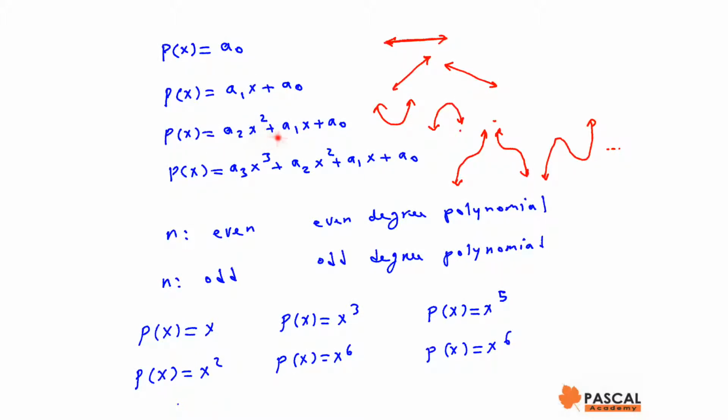P(x) = a_2 x^2 + a_1 x + a_0 is called the quadratic trinomial. It has three terms: monomial, binomial, trinomial. The graph is a parabola. It's upward when a_2 is positive and downward when a_2 is negative.